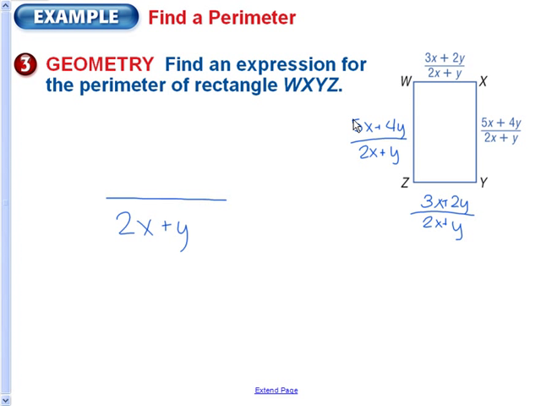So then we can just add the numerators together. Looking at the x's, we've got 5 and 3 and 5 and 3. We're adding all of those together, and that would make 16x. And then if we look at our y's, 4 and 2 and 4 and 2 is 12y.